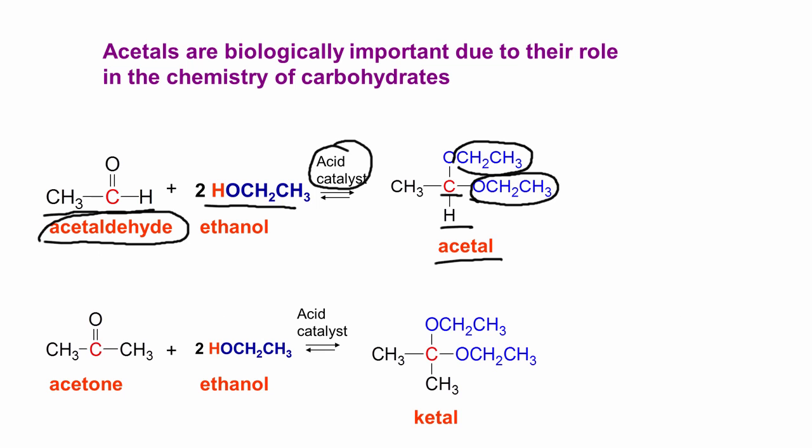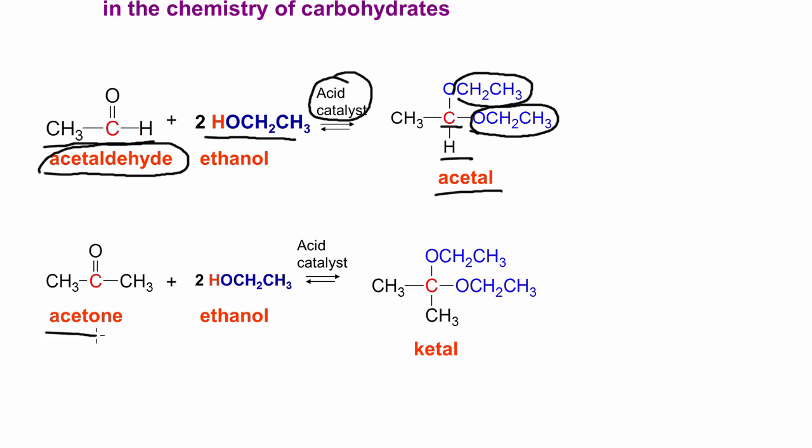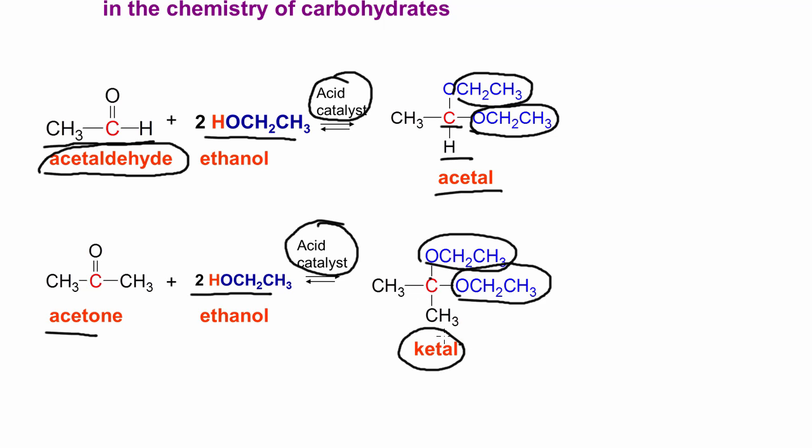In this case here, again, in acetone, we have 2 moles of ethanol to 1 mole of acetone, an acid catalyst, and again, we end up with these 2 ether-like groups, okay? But notice that this carbon that contains those 2 ether-like groups is not bonded to a hydrogen. So we know this is a ketal.